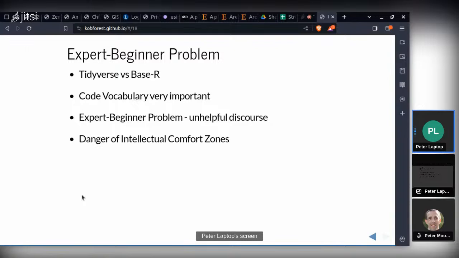Tidyverse, base R, all the other flavors of R that are out there. Because what you'll find is that there are solutions here, there, and everywhere. And beyond R as well, Python and Julia. Do not settle into an intellectual comfort zone. I think that's it. Yeah, we'll leave it there.